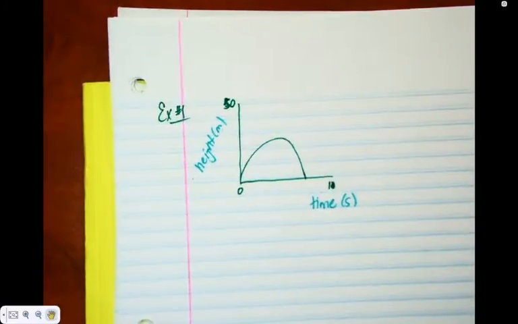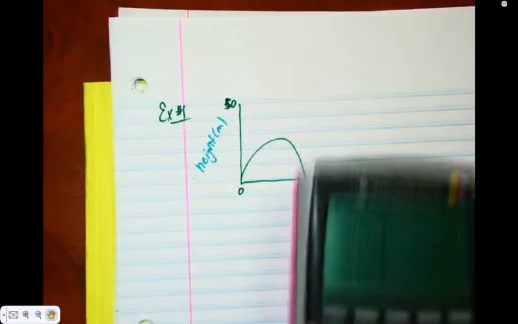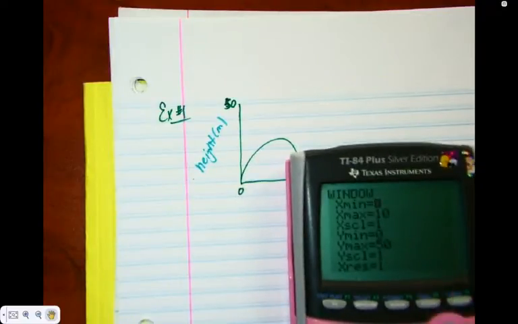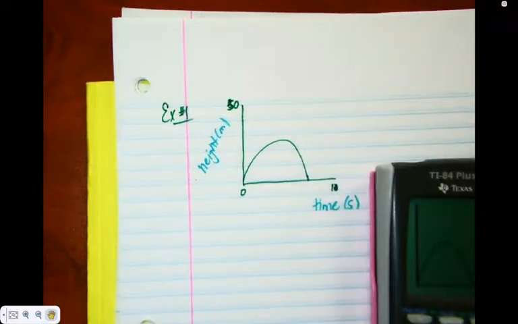X and Y mins are 0 and X and Y maxes are 50, right? No, we did x max to 10. Oh, damn it. We got this sorted. Everyone's got the same picture. We're doing okay. We know how we got there.